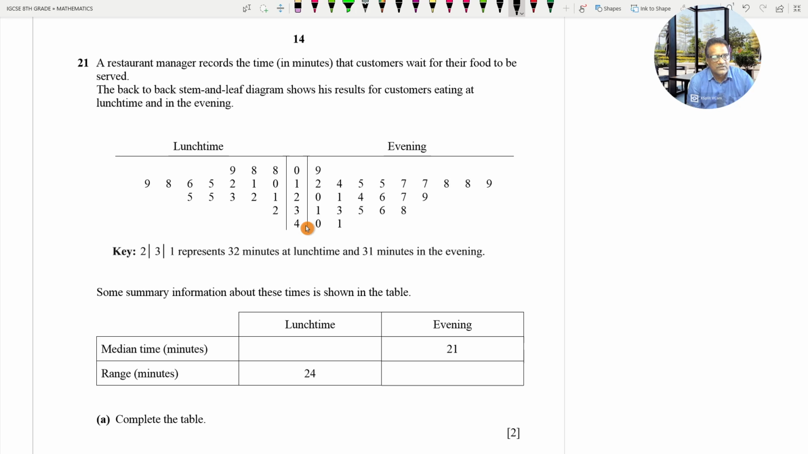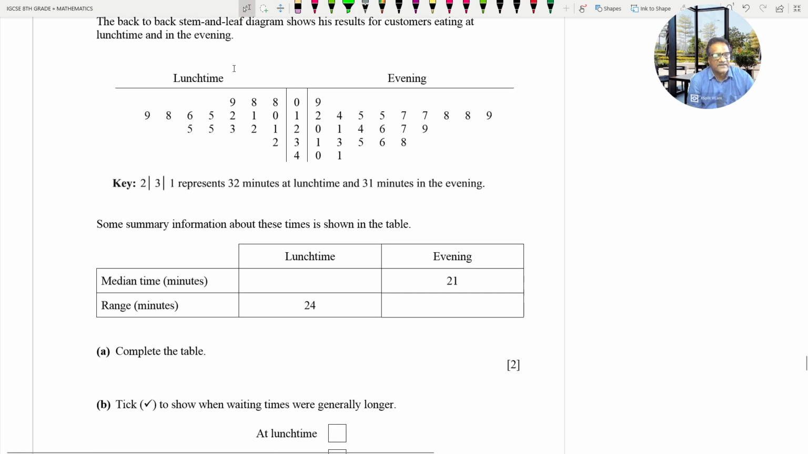So let me tell you what this stem and leaf diagram is. In this stem and leaf diagram, you have to see the key first. The key here is 2 bar 3 bar 1. The meaning of this is that this middle one is 3. Can you see 3 over here? And on the left hand side it is 2.